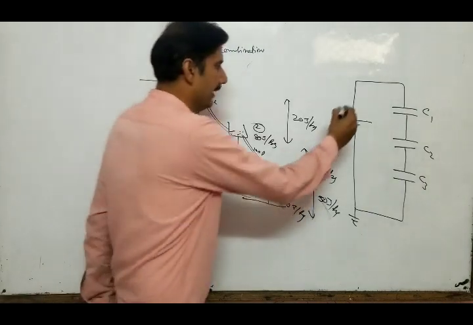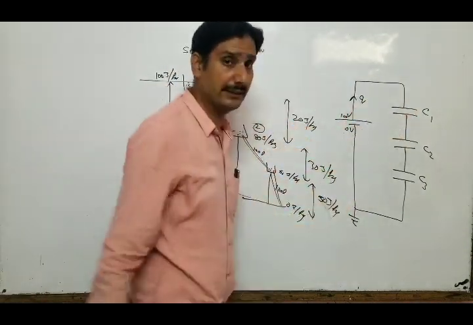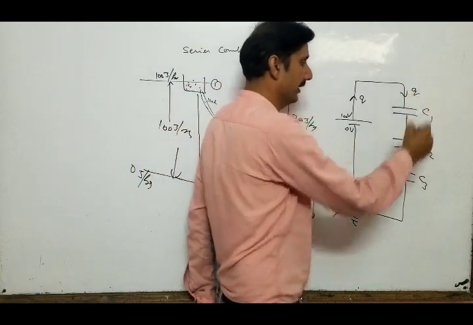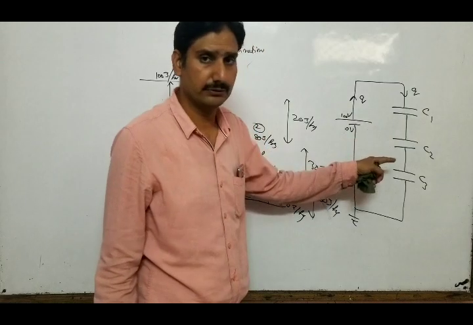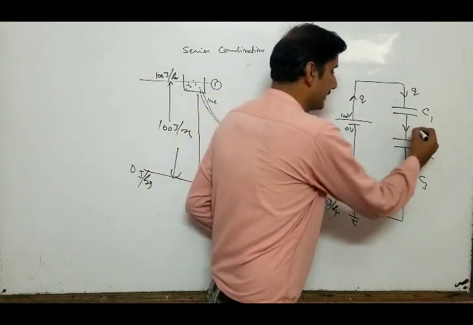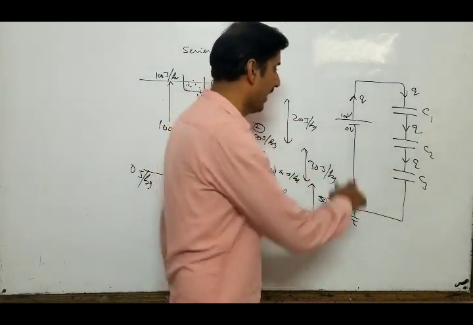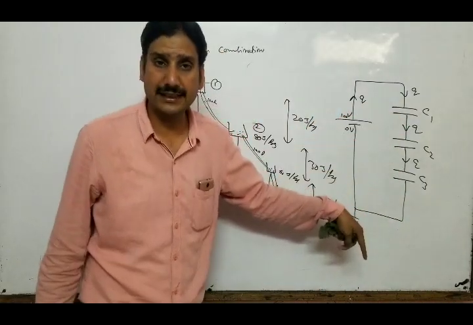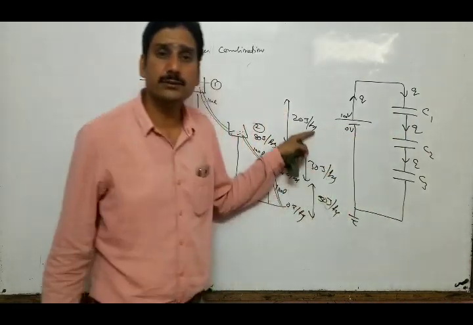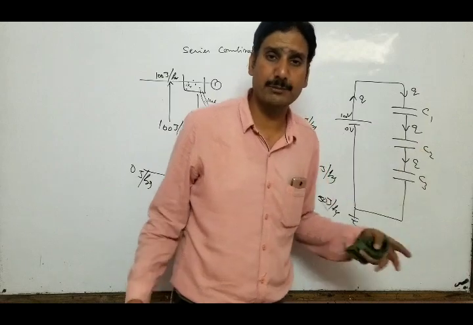Now what will happen? If charge Q flows from the positive to the first capacitor, if charge Q is flowing through C1, what is the amount of charge flowing through C2? Flowing through C2, it would still be Q. It would still be Q for C3 as well. As much charge as the positive terminal of the battery has sent in, the same amount of charge will come back. That means charge through C1, C2, C3 will remain the same.